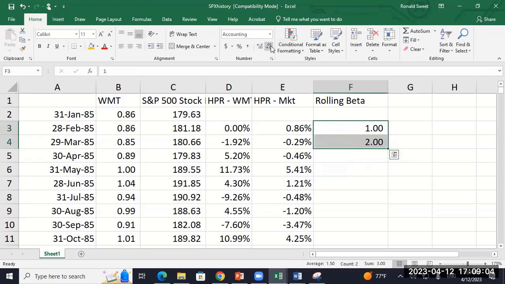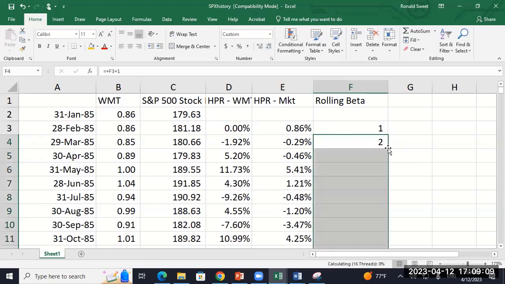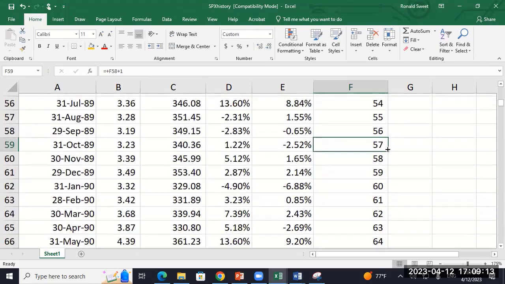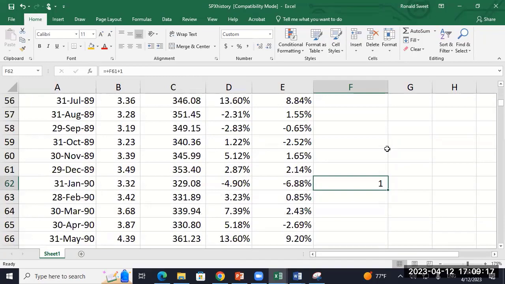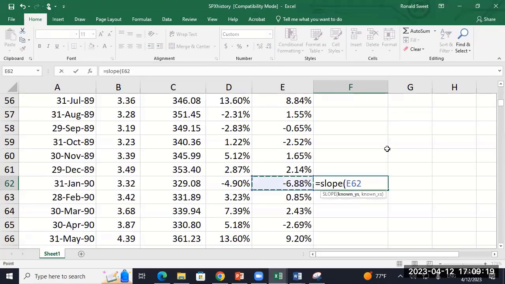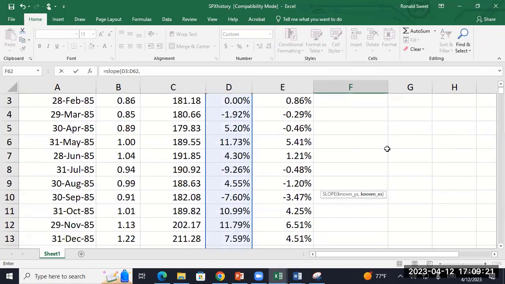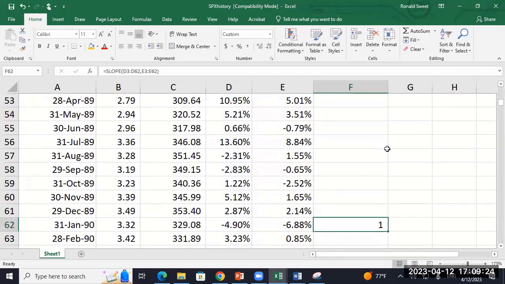So we're going to do 5-year monthly because that's what Yahoo Finance has. So 5 years times 12 months is 60. So we're going to go down 60 months. We're going to do the equal slope, Walmart versus the S&P.